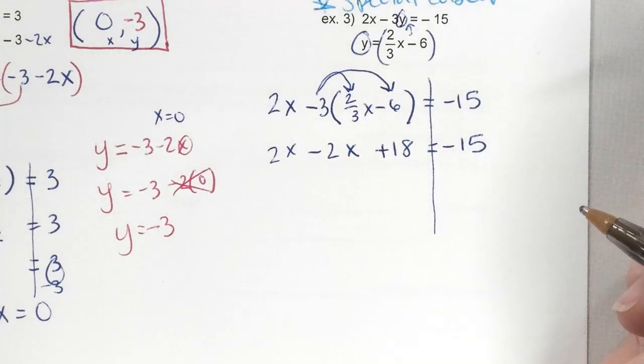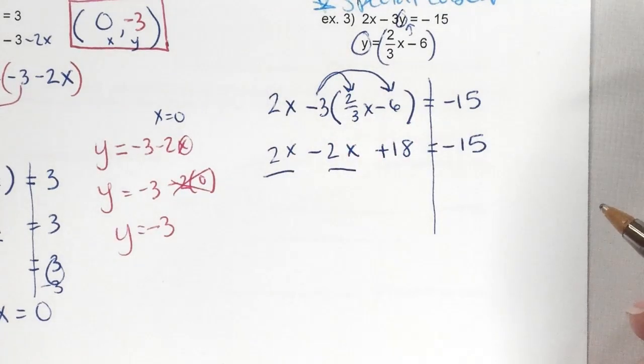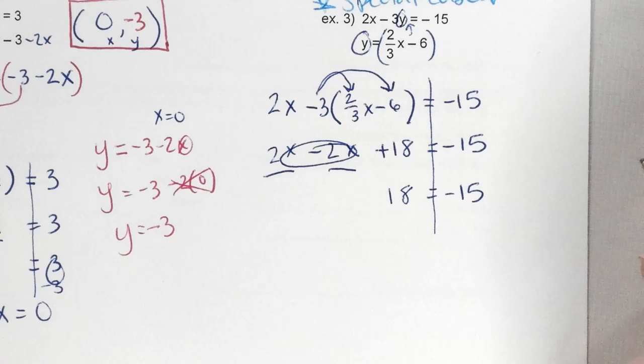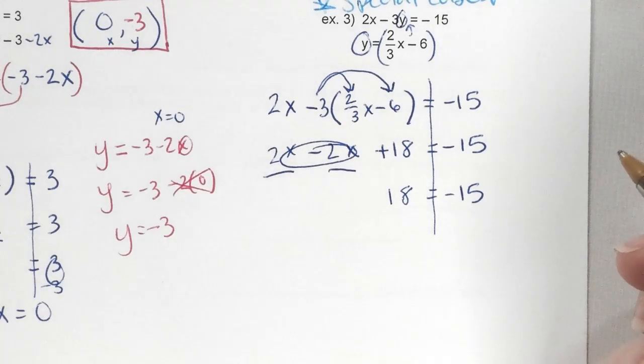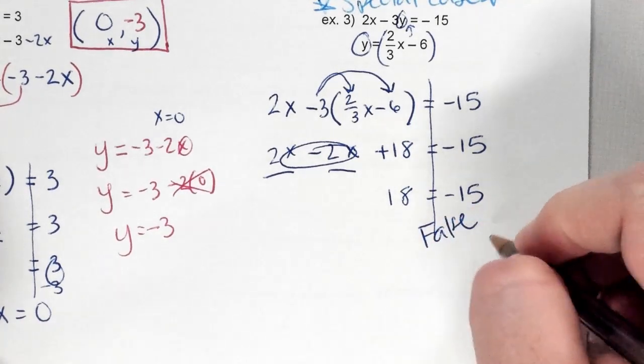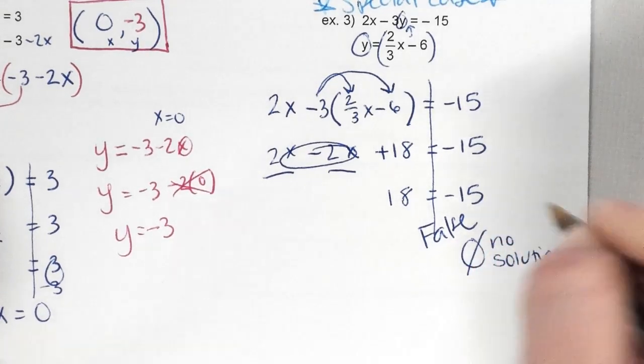Now what do I do? Combine my like terms. What's 2x minus 2x? They cancel. And so I'm left with 18 equals negative 15. Can I even solve this anymore? No, I don't have any letters. My letters canceled. So does 18 equal negative 15? No, so this is false. So what do you think your answer is? No solution.